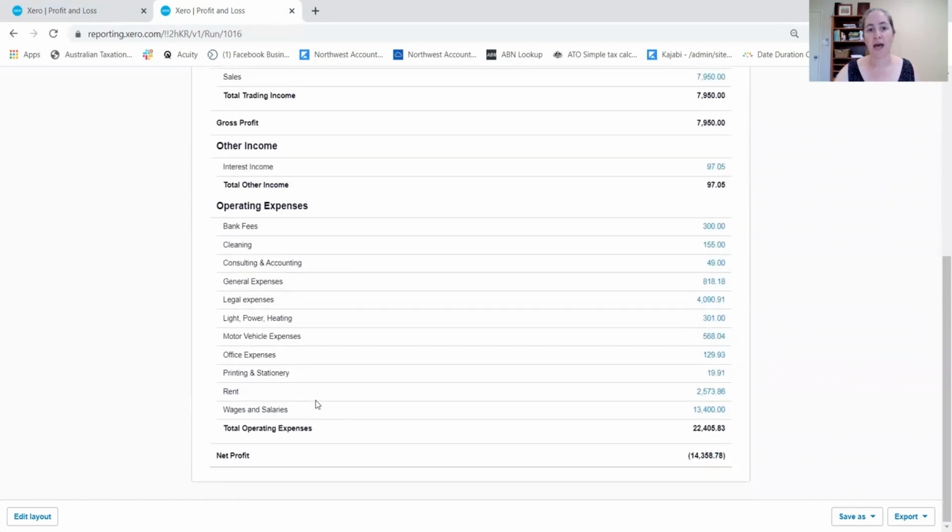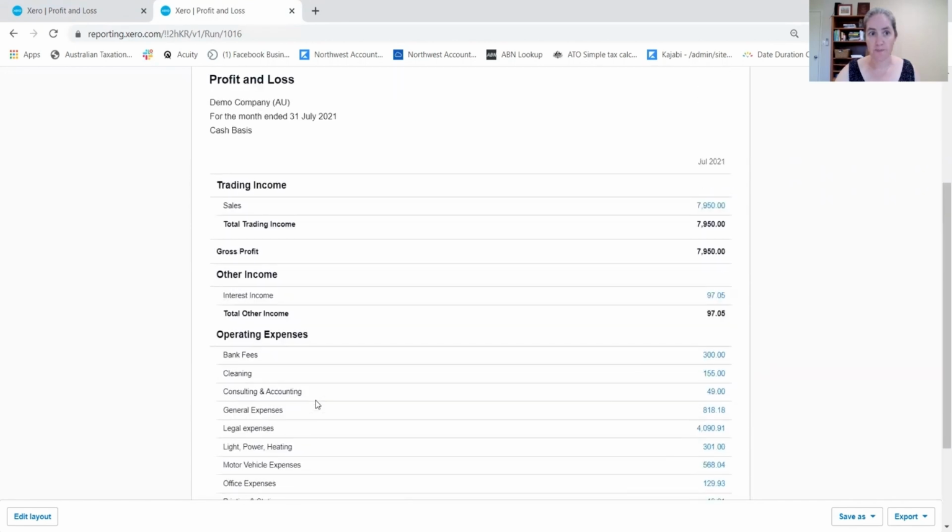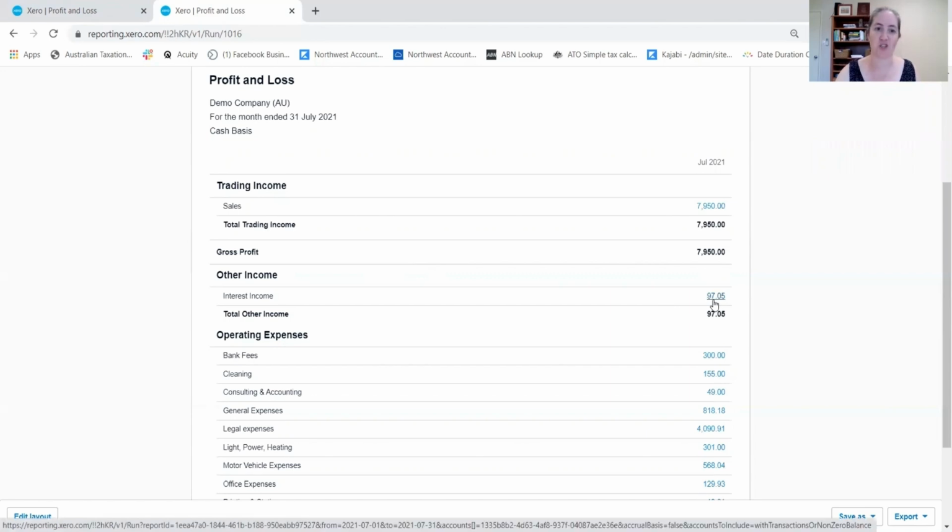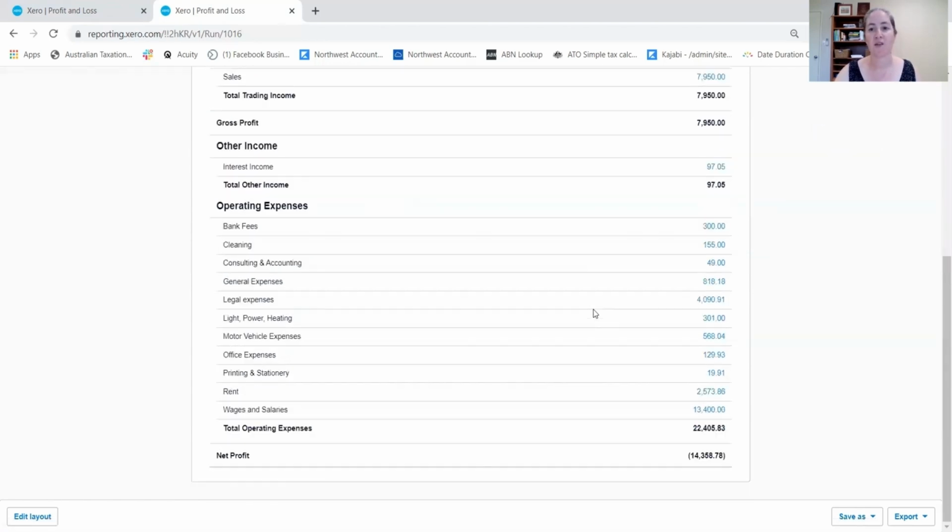So if we have a look at the profit and loss at its total, our total income is 7,950. We haven't spent anything out in purchases as per the other screen. Our interest is the same. We don't send an invoice out for interest, so that will always be the same. We show the interest as income as soon as it comes into our bank account. And then we look at the other expenses.